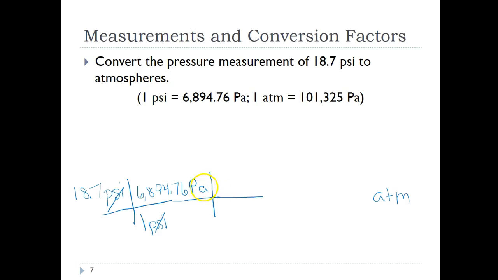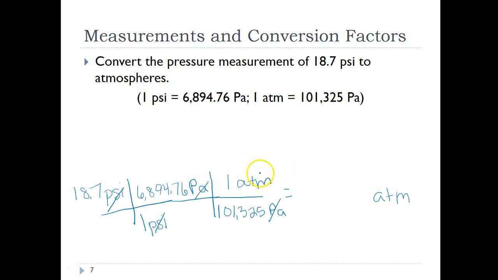So now I've got pascals and I am trying to get to atmospheres. So I'm going to use the second conversion factor, the 101,325 pascals are in 1 atm. So my pascals cancel. The unit I have left is atmospheres, which is what I'm solving for. So I'm going to go and put my equal sign in and plug this into my calculator. 18.7 psi times 6,894.76 divided by 101,325. I ignored the ones because multiplying and dividing by 1 doesn't change anything.